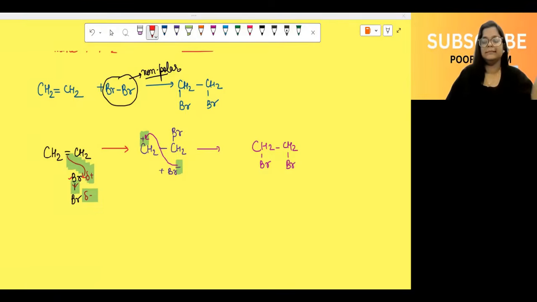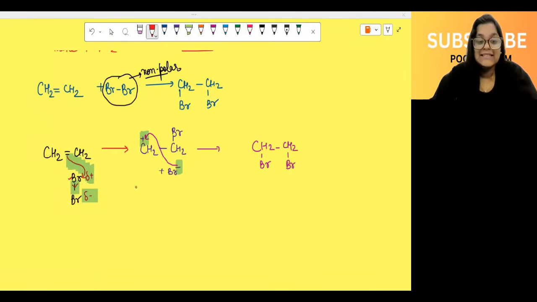What I mean to say is, you are adding bromine or chlorine to an unsaturated compound. So whether you add it to a symmetric or an asymmetric compound, there is no change, because ultimately both the bromines are going to get attached.